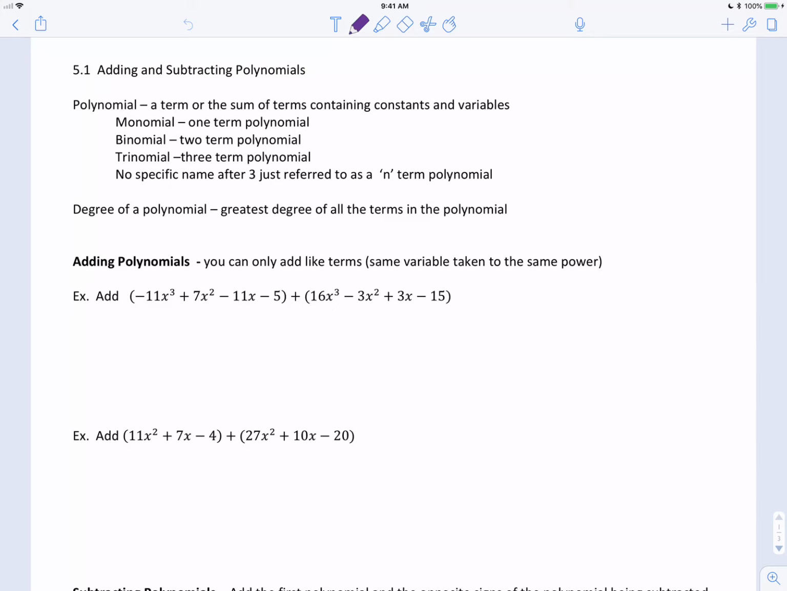Okay, so hopefully you've taken your chapter 3 and 4 test and you did well on that. You're on the home stretch. We're on the last 2 chapters for the semester. So this is starting chapter 5. We're going to learn how to add and subtract polynomials.